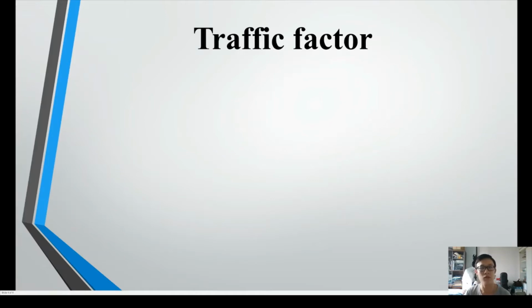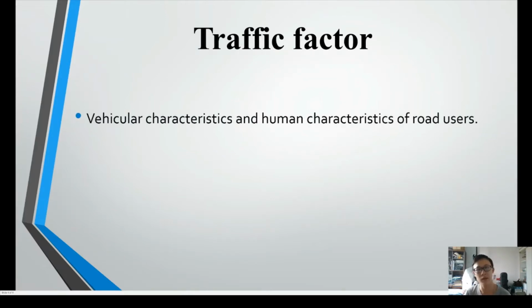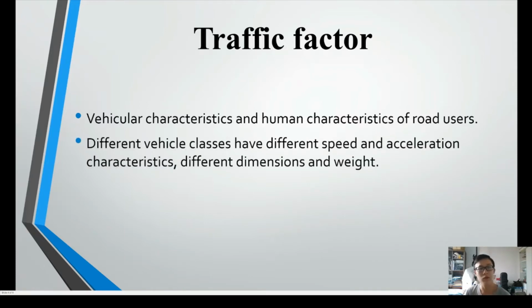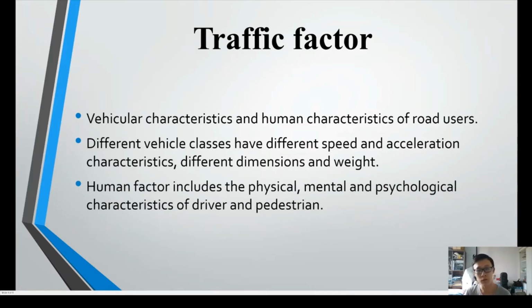The next factor is the traffic factor, the vehicular characteristics and human characteristics of the road users. Different vehicle classes have different speed and acceleration, different dimensions and weight. Now, the human factor also includes the physical, mental, and psychological characteristics of the driver and pedestrian. Examples are drivers who drink and drive, or drivers who are tired and sleepy and not concentrating on the road, or pedestrians that do not follow the zebra crossing.